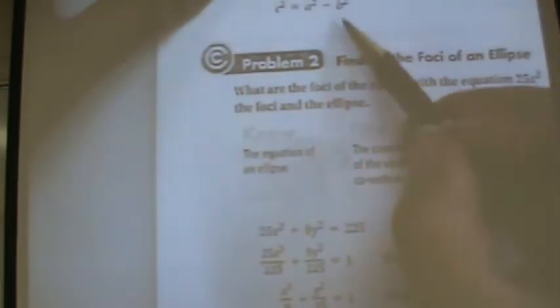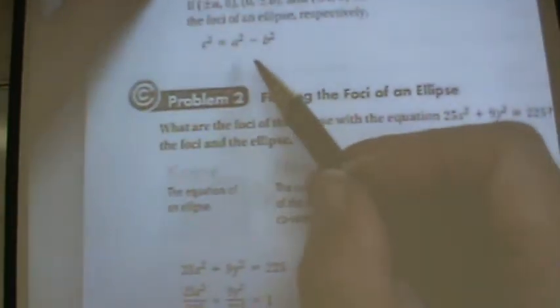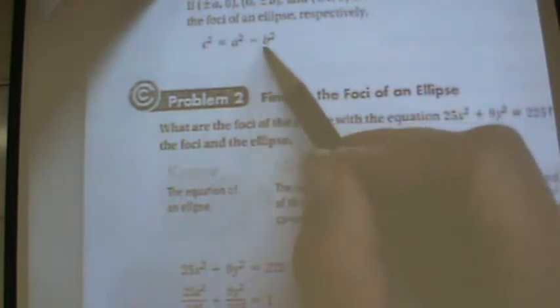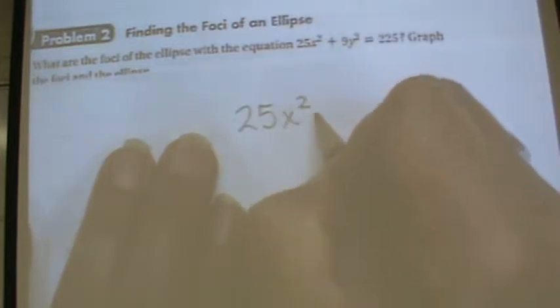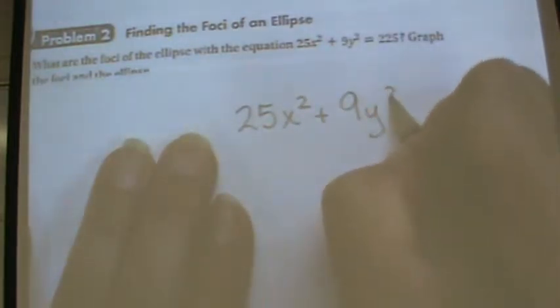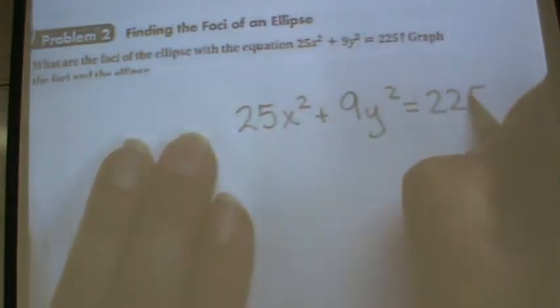Okay? Now, I gave you the relationship between the fixed points. The fixed points are always on the major axis. Remember, A squared minus B squared is equal to C squared. So now they're going to ask you, can you find where those fixed points are? Because that's what defines what your ellipse looks like. So let's take this example. We have 25x squared plus 9y squared equals 225.